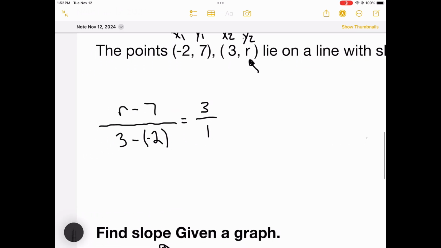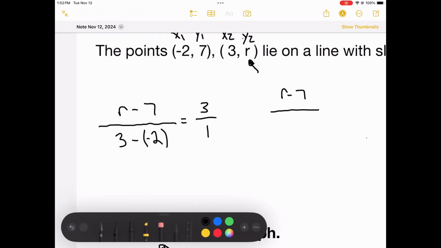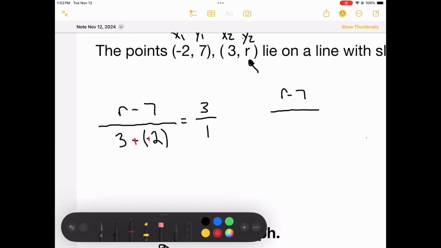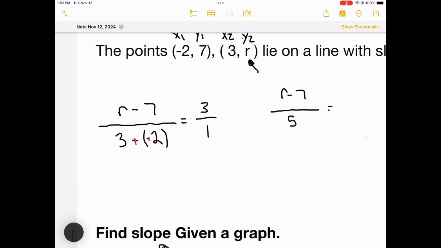So all you're going to do is start putting this together, and we're going to leave r minus 7 on top. That doesn't really change. On the bottom, you're going to notice these double negatives here. The double negatives will do that thing there, plus plus, and that's going to leave us with 5 on the bottom. We still have 3 over 1 here.